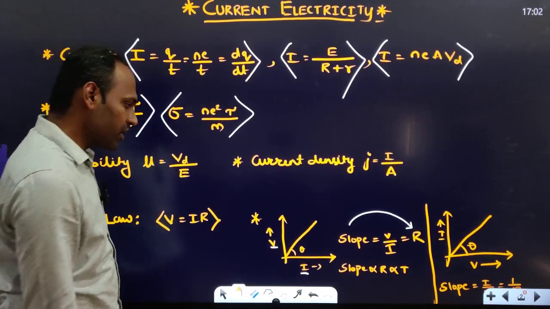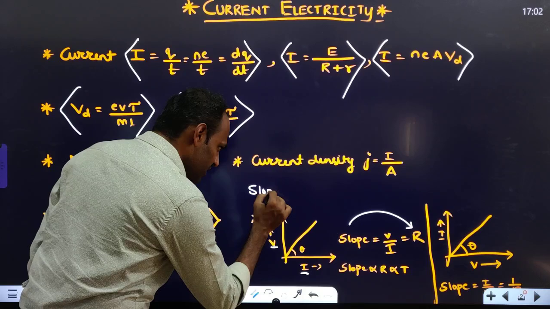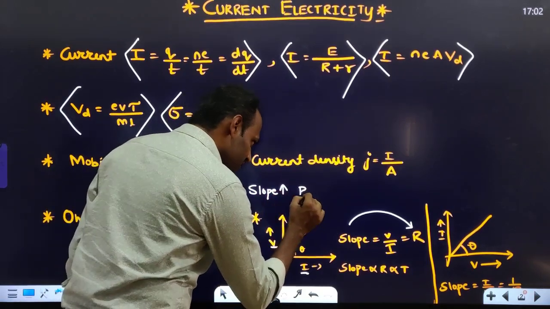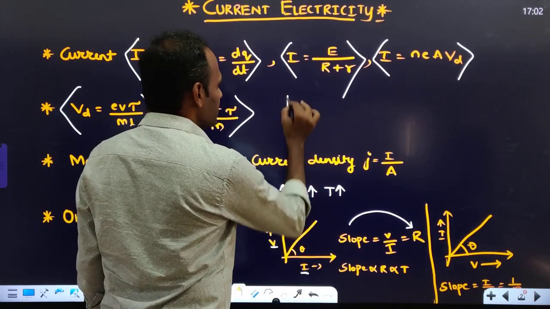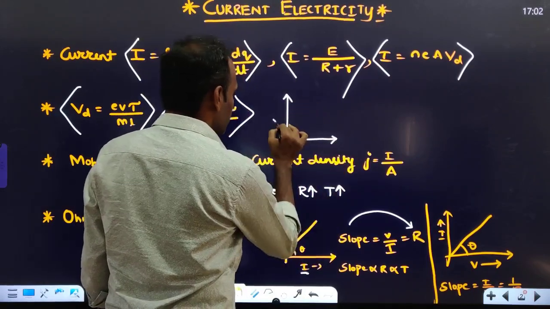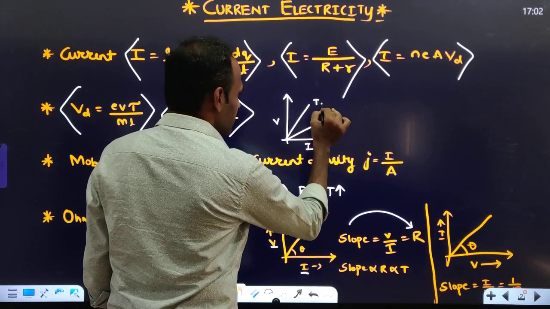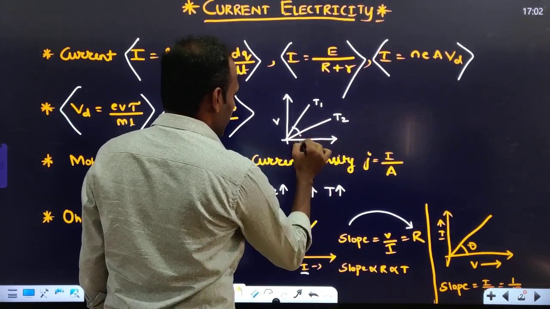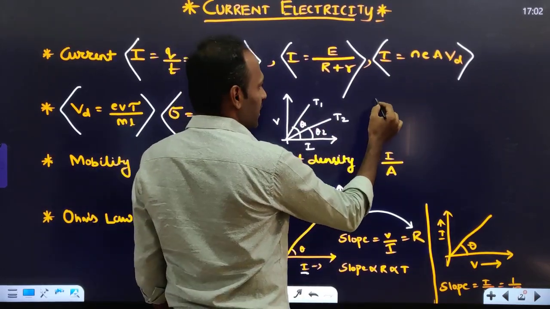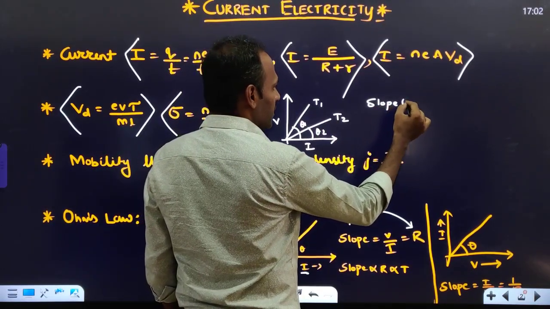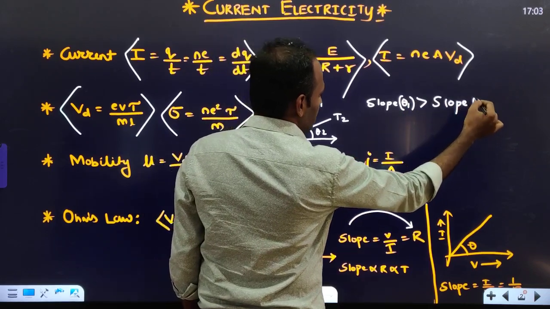Right? In the next note, if the slope is more, then resistance will be more. If resistance is more, then temperature will be more. Suppose a graph like this is given to you, voltage and current, and there are two lines like this. This is T1, this is T2, and the angle of this is theta1 and the angle of this is theta2. Looking at the graph itself, you will get to know that the slope of the first line is greater than the slope of the second line, right?